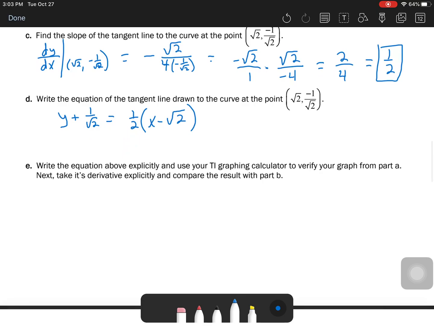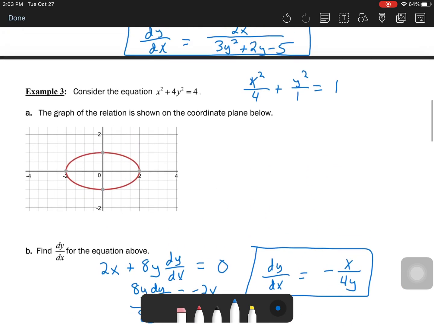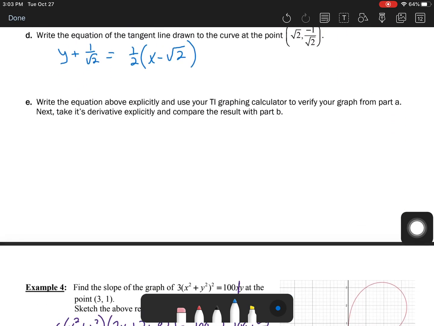And then it says write the equation above explicitly. So this happens to be one where we can solve it for y. It's not too difficult to do that. So if I were to solve this equation for y, I'm supposed to write it explicitly. And then we can graph it just to verify it's the same. I don't know if you really need to do that. It's going to be an ellipse still. But then it says once you do that, take the derivative explicitly and compare it with the result that we got in part B.